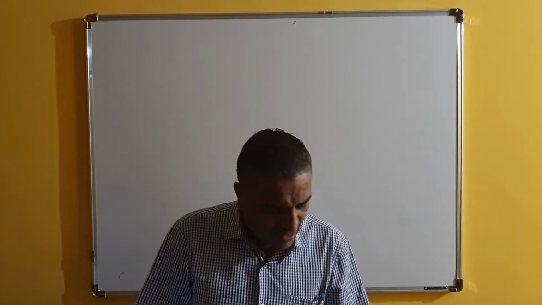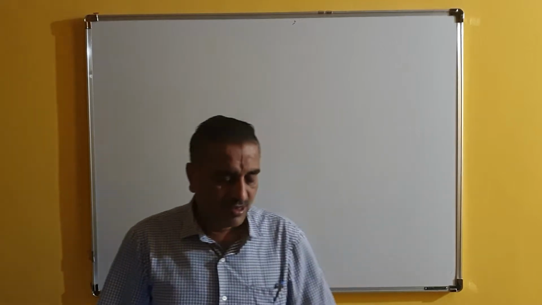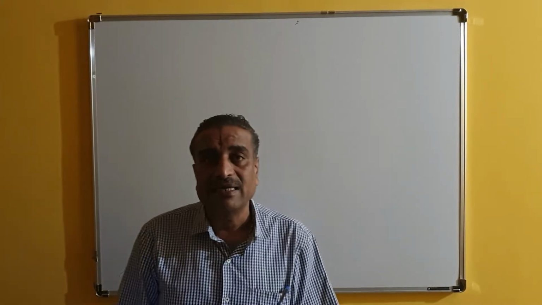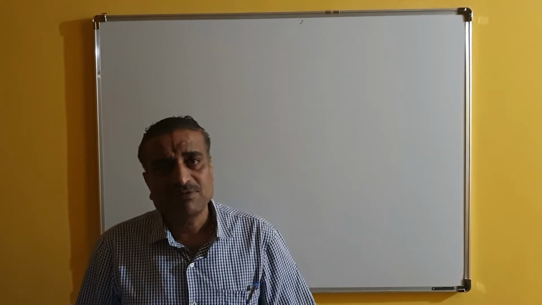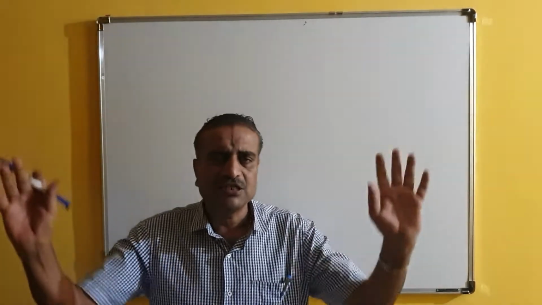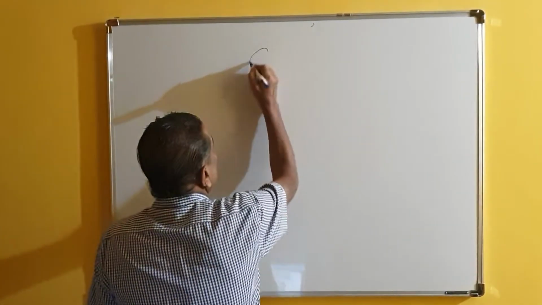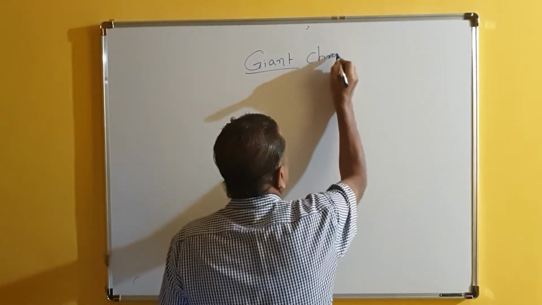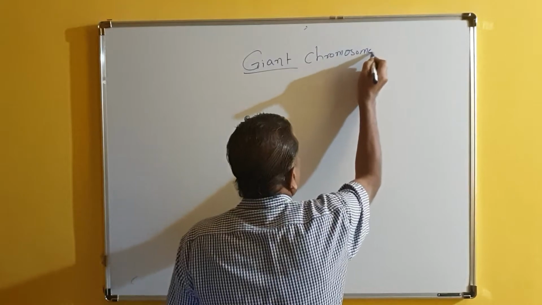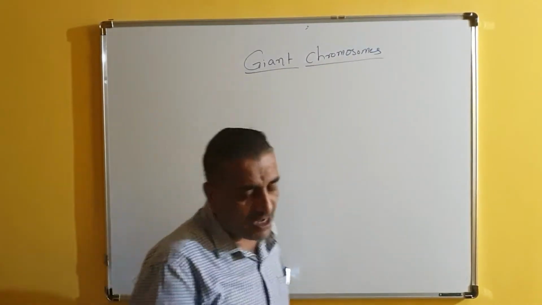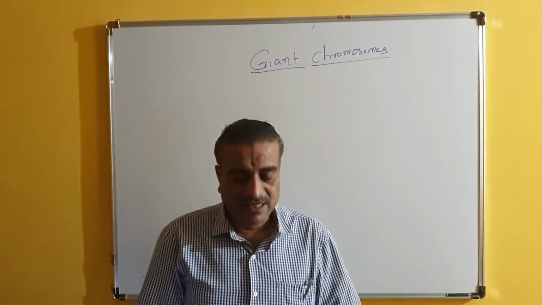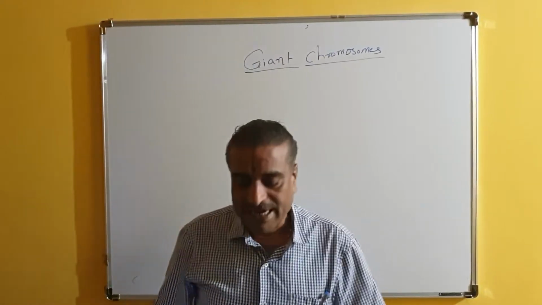Up to this we have studied, and apart from this we are observing one more important aspect here, that is, in some of the organisms different types of chromosomes are existing. Very big sized chromosomes are existing, and such chromosomes are called giant chromosomes. The word giant stands for big. Giant chromosomes are big sized chromosomes.